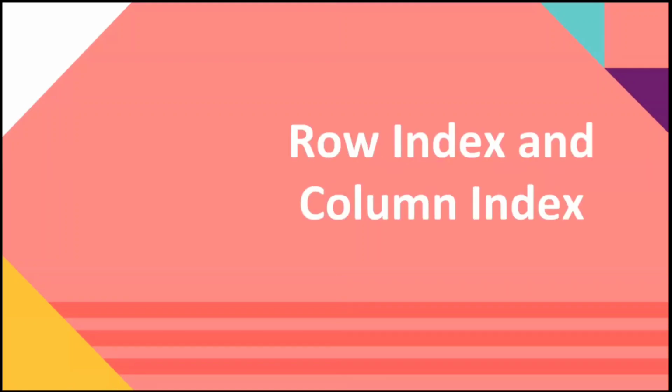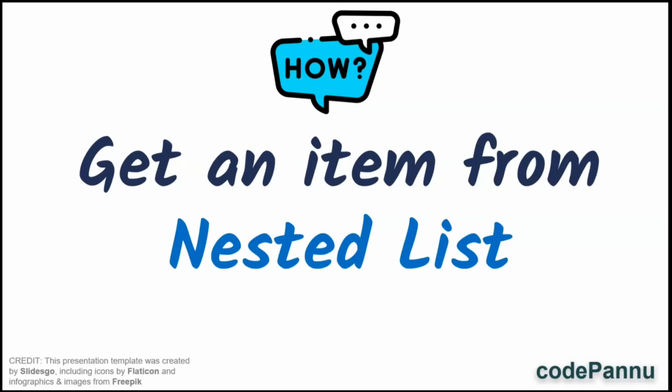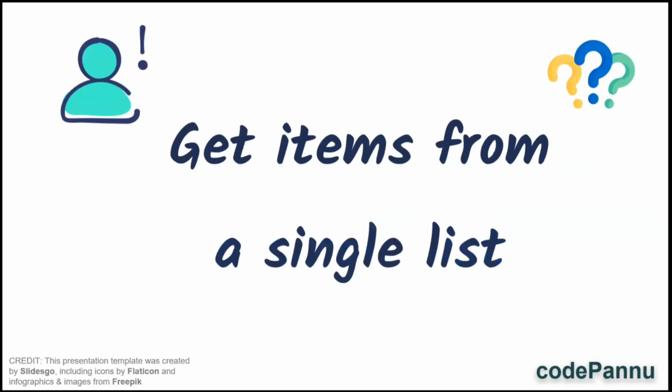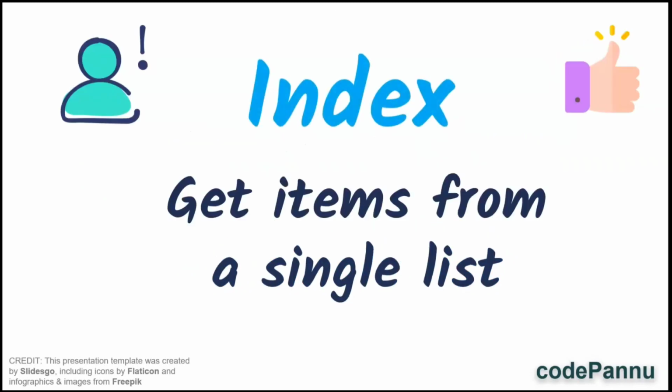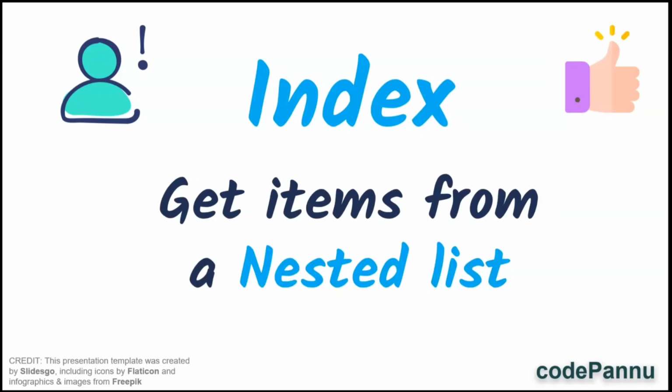Row index and column index. In this video, we are going to see how to get an item from our nested list. Do you remember how we get items from a single list? Yes, we use index numbers to get the items. In the same way, we can use index numbers to get items from our nested list too.